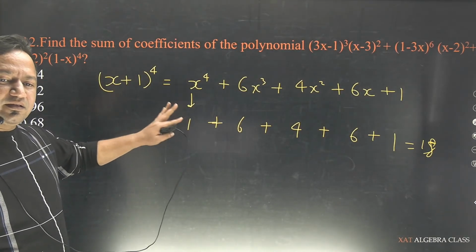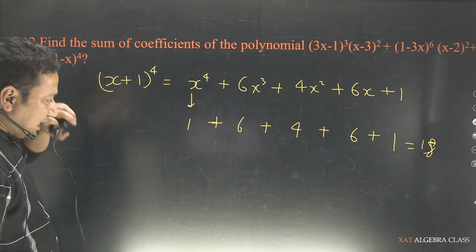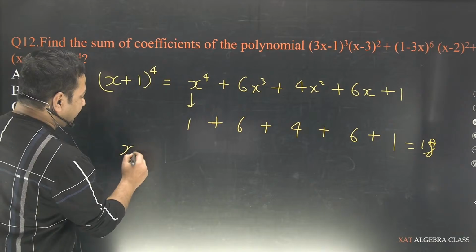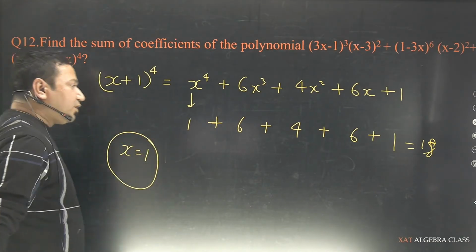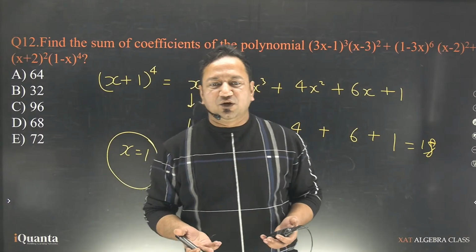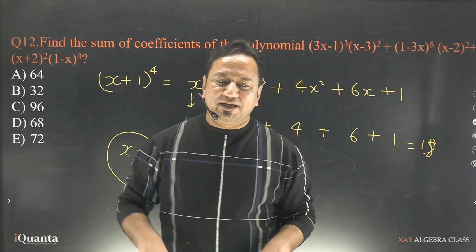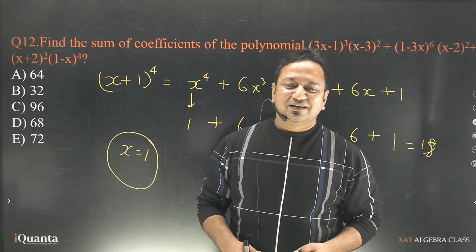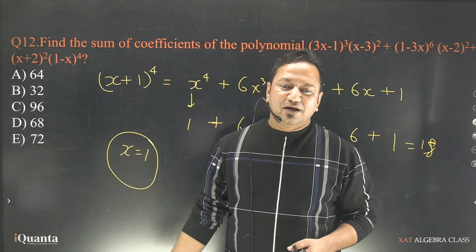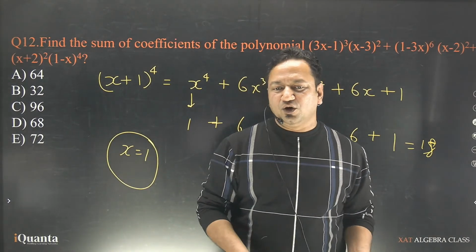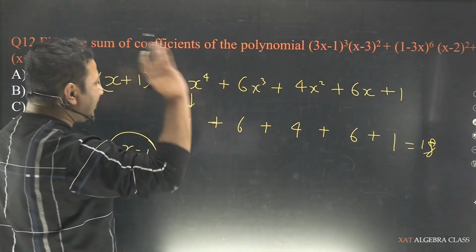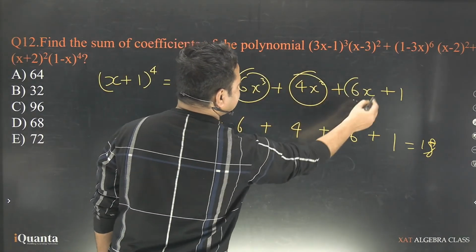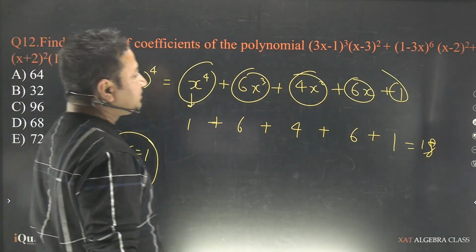So we are just taking the constants and we're not taking the variables. And the best way to remove any variable is by putting it as equal to 1. Why? Because 1 raised to power anything is 1 only. And 1 multiplied by anything would be that thing only. Do you get that? So if I put x as 1, I get 1 here, I get 6 here, I get 4 here, I get 6, and I get 1. Isn't it? That is what we get.